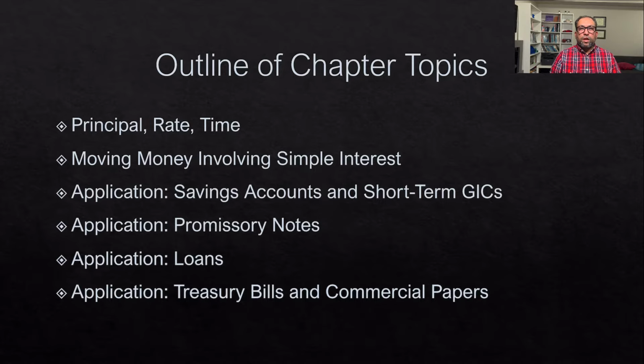One is to understand the relationship between the principal amount in a loan, the rate at which we are charging the interest, and the time period. So what type of relationship do these three variables have? And then we calculate moving money involves simple interest, and the applications we can say are saving accounts and short-term guaranteed income certificates. So that's one type of account normally people have with the banks.